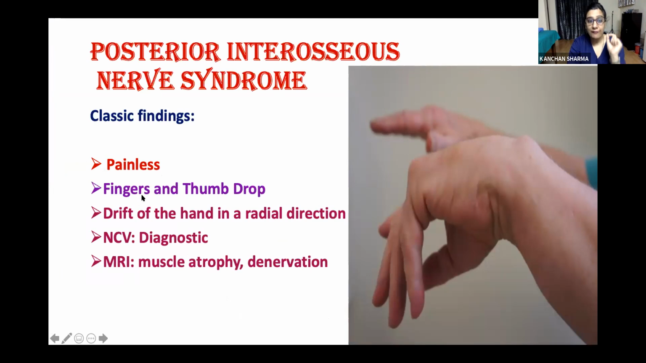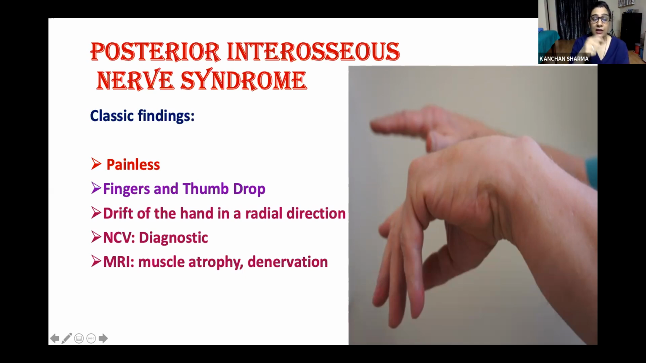Second thing, you have fingers and thumb drop, as shown in this picture. The patient will typically come to you like this. You try to extend, again it will be like this. So we call this fingers and thumb drop, because the extensors are supplied by the PIN. PIN is not working. Then you have the drift of the hand in the radial direction. All these features will not be there in radial tunnel. That's why I'm telling you how to distinguish between these two, and that is very important.